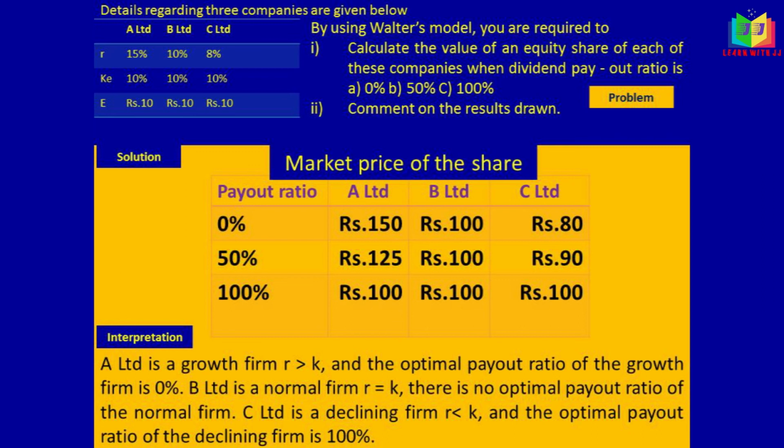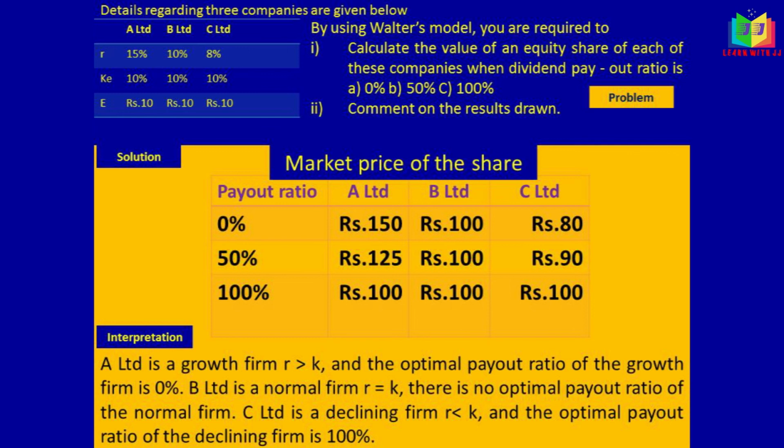The optimum payout ratio for the growth firm is 0%, since the value of the share is higher at 0% payout. B is the normal firm, so there is no optimum payout, because at 0% payout the value of the share is 100, at 50% payout it is also 100, and at 100% payout the value of share is 100. So there is no optimum payout for a normal firm.